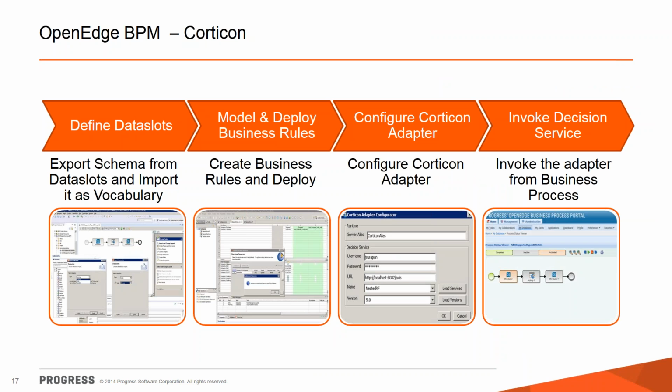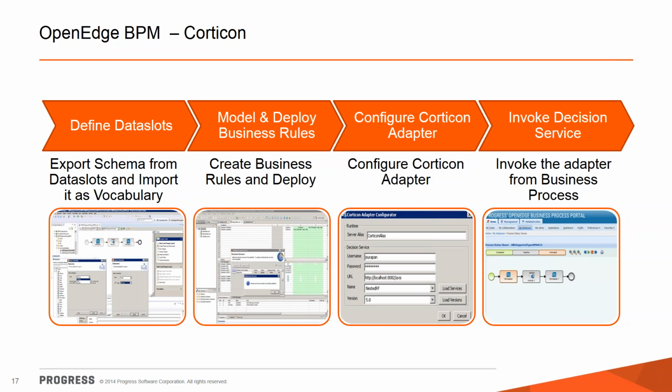So again, we come back to the BPM part. As we have a model of the business process, we need a certain mechanism to access this deployed decision service in Corticon. So we have a Corticon adapter developed here, which connects to the Corticon decision service and then executes its rules, which are deployed in the Corticon server. And then once we deploy the BPM process, we invoke this decision service from the BPM portal. So this is how, on a high level, this integration looks.